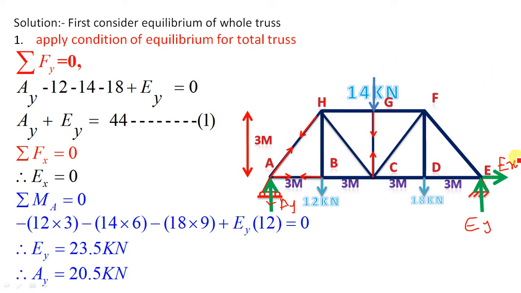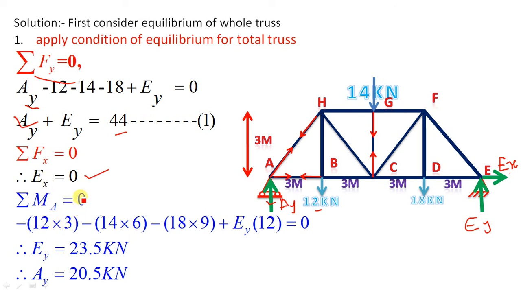Now apply the conditions of equilibrium for the total truss. First condition, summation of Fy is equal to 0, the summation of all forces in y direction. AY minus 12 minus 14 minus 18 plus EY is equal to 0. So you will get the equation AY plus EY is equal to 45, let's say equation 1. Summation of Fx is equal to 0. If you observe this truss, is there any force in x direction? There is no force in x direction. So EX is the only force, so we can say that EX is equal to 0.